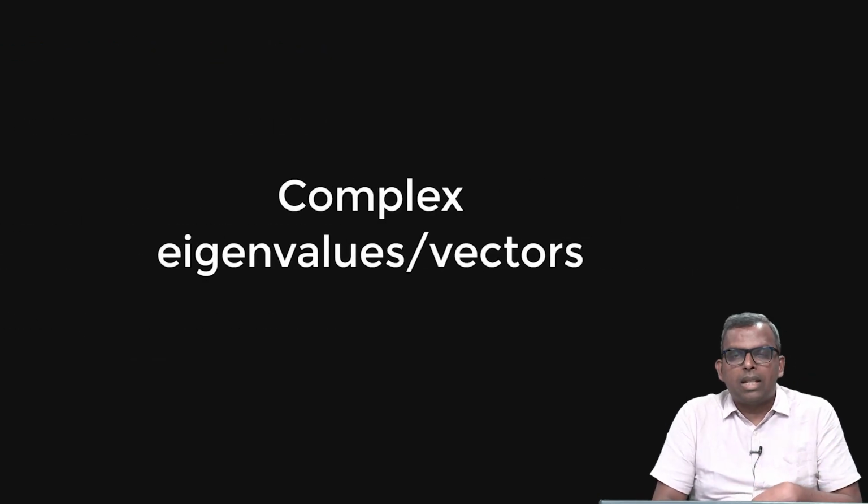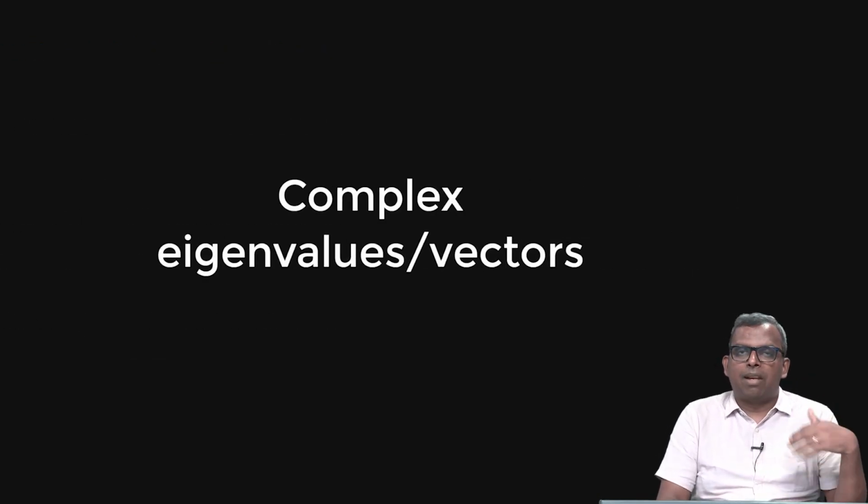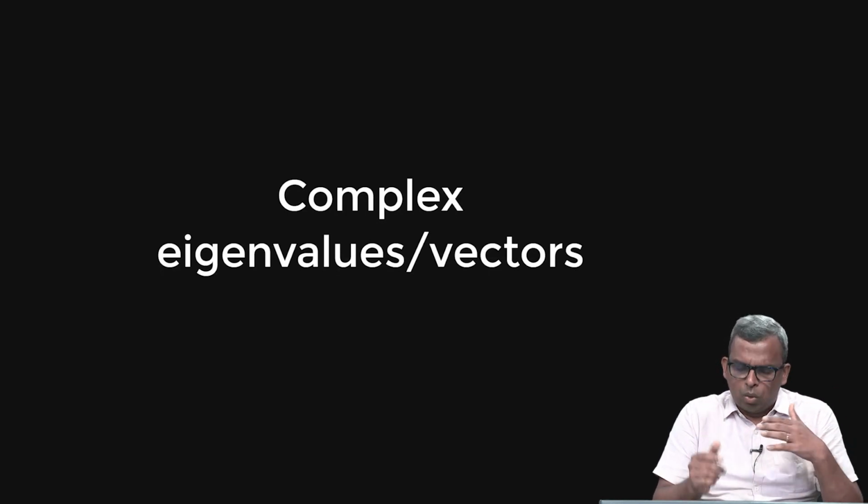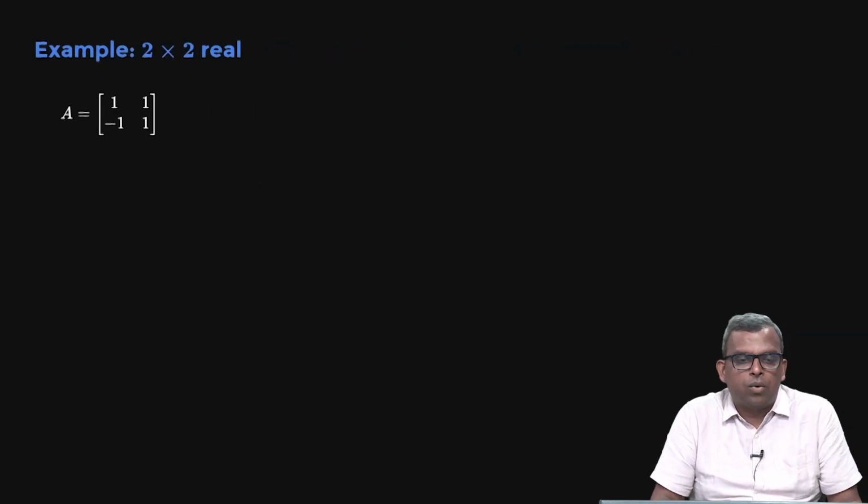Okay, now let's move towards looking at complex eigenvalues and eigenvectors. I didn't give too many examples involving complex numbers, so let's do that, because eigenvalues can be complex. So we should see that.